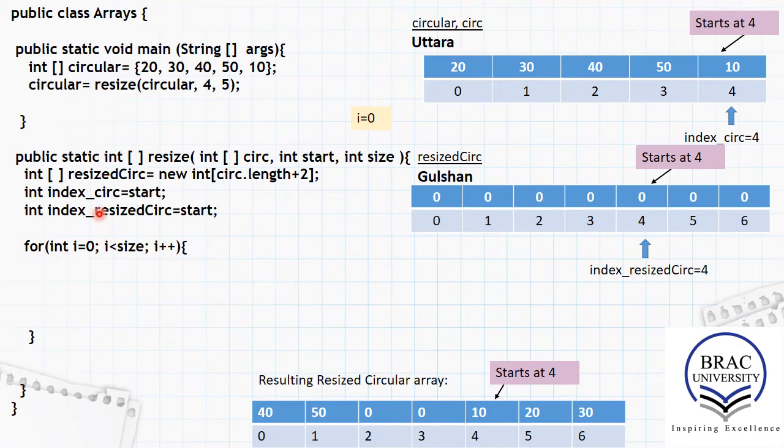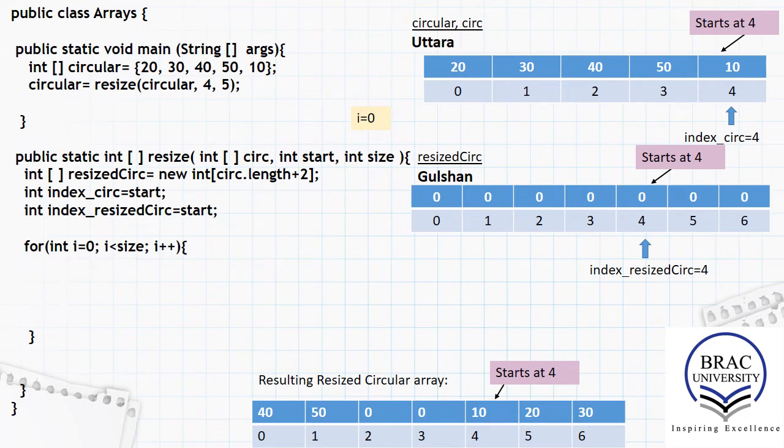After this line, index underscore circ will point at 4, and index underscore resized circ will also point at 4. So understand that this array's index will be controlled by index underscore circ, and this array's index will be controlled by index underscore resized circ. So in the loop, I should copy the value from Uttara to Gulshan.